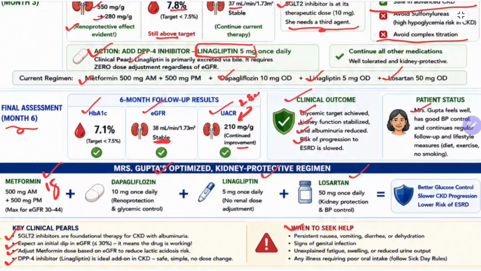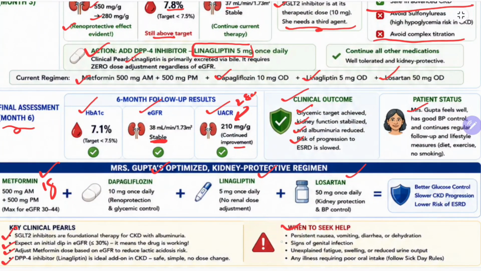When to seek help? Persistent nausea, vomiting, diarrhea, or dehydration, seek help. Signs of genital infection, seek help. Unexplained fatigue, swelling, and reduced urine output, seek help. Any illness requiring poor oral intake, follow sick day rules. That means temporarily stop the SGLT2 inhibitors, and also the ARBs. That is what the sick day rules are.